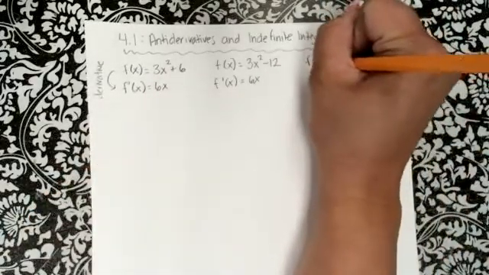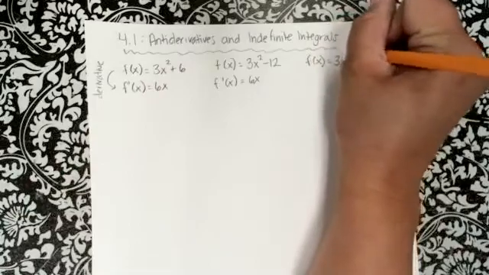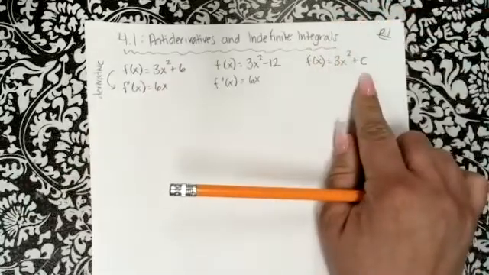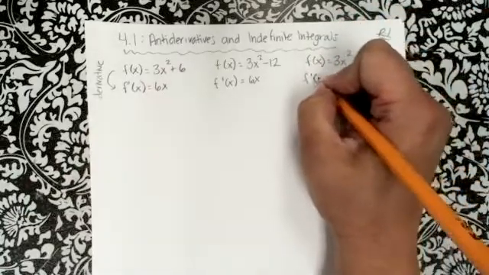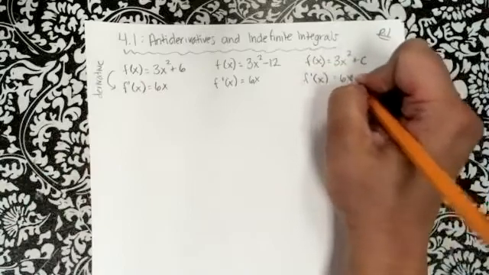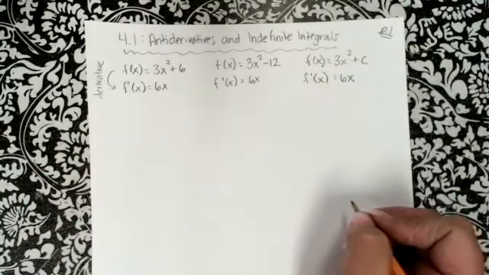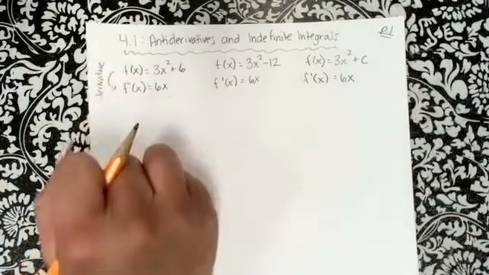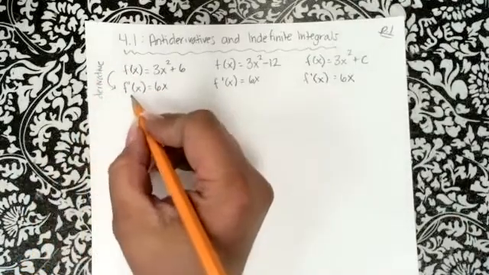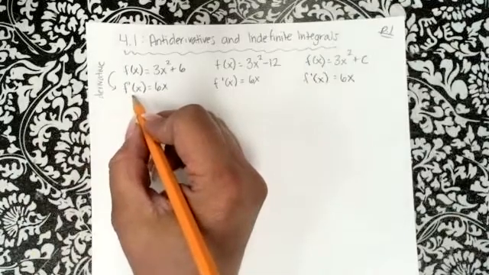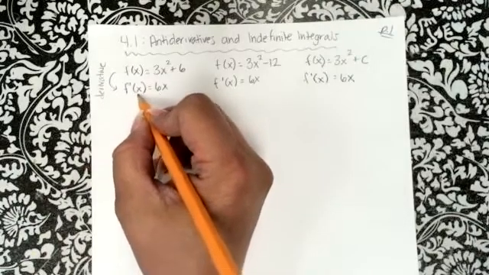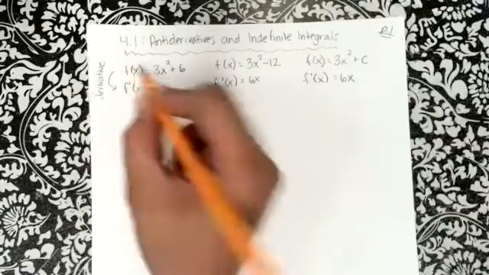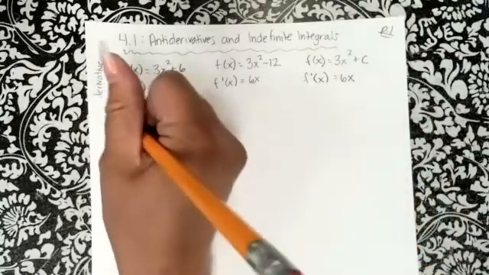So right here, if I have 3x squared plus whatever constant it is, and I take the derivative, it's always going to be a 6x. Now I'm going to go the other way around. So this is new now. We're going to start with the derivative, and we are going to do what's called the antiderivative to go back to the top.